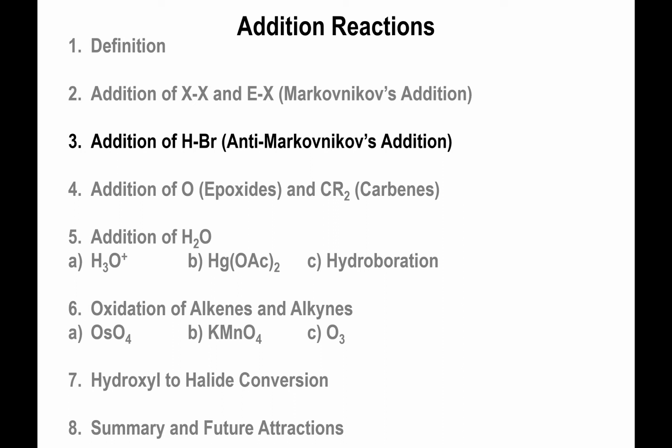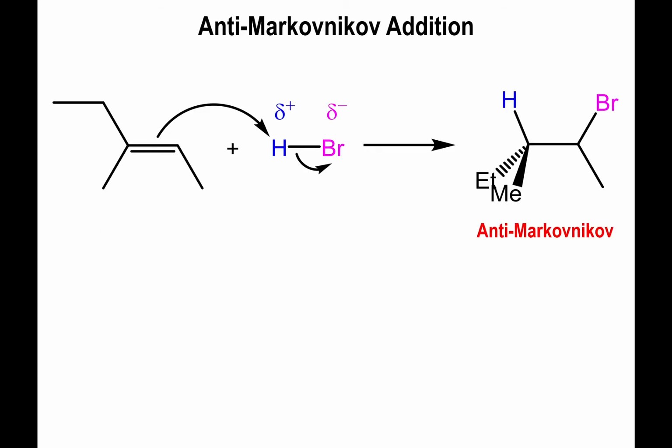Time to talk about the anti-Markovnikov addition of HBr onto alkenes. By definition, the anti-Markovnikov addition is a reaction in which the least electronegative element, in this case H, attaches to the carbon that has the least amount of H's. So this carbon has 0 H's, that carbon has 1 H.